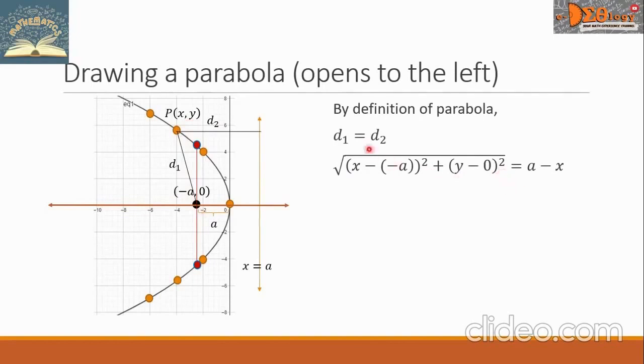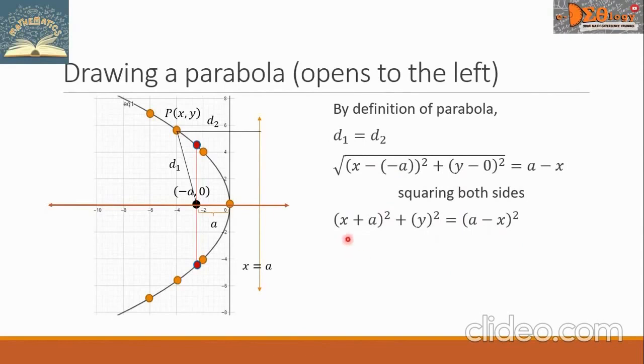For the right side, this is equal to d sub 2, and that is the distance from this point to the line. So we have here a minus x. Let us square both sides. So the left side now becomes x plus a, so this minus and negative a now plus a, and the quantity is squared, plus y minus 0 is y, and this is squared, equals the right side, a minus x, squared. Let us expand the squares.